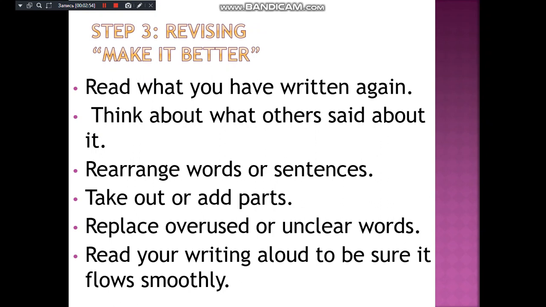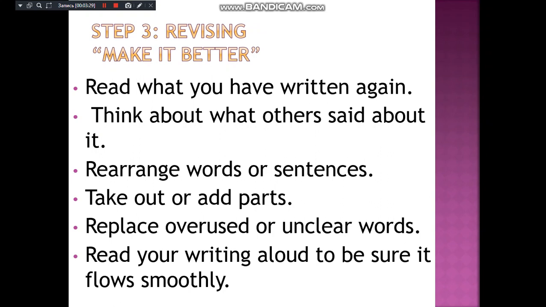Let's go to step number 3, revising. Make it better. So in the first step, you have already thought about what you are going to write. In step number 2, you have written it in your own words, not paying attention to rules. Now step number 3, make it better. Read what you have already written again. Think about what others said about your writing, because in step number 2, you gave it to others to read and to give suggestions.